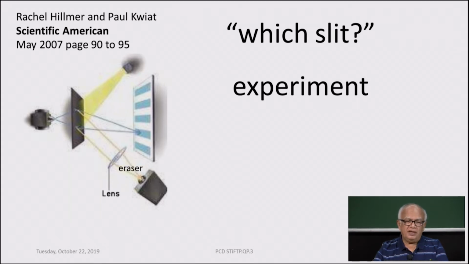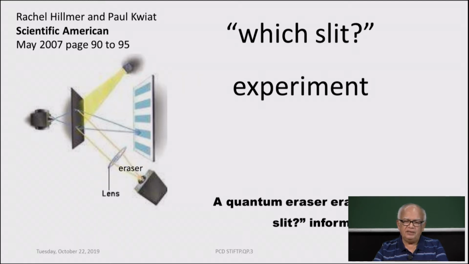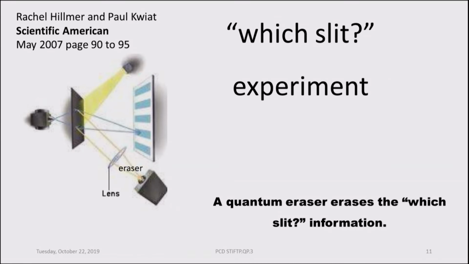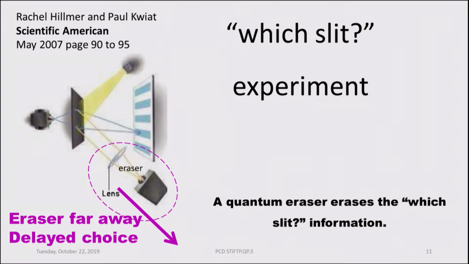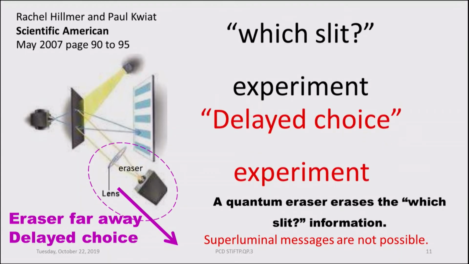So, here is a nice paper which I would like to recommend on the which-slit experiment. And what the quantum eraser does is it erases this information, even if it is a delayed choice kept far away from the apparatus. You have to deal with this mind-boggling situation knowing that superluminal messages are not possible, but somehow the quantum eraser erases this information and the interference fringes are restored.